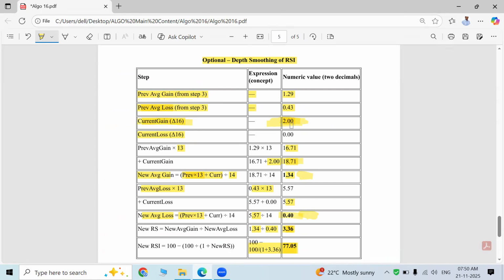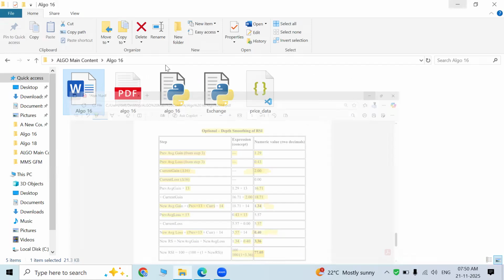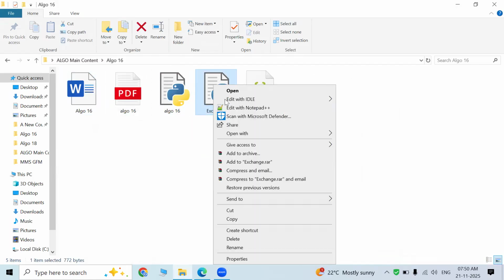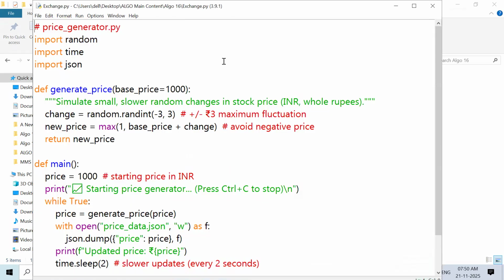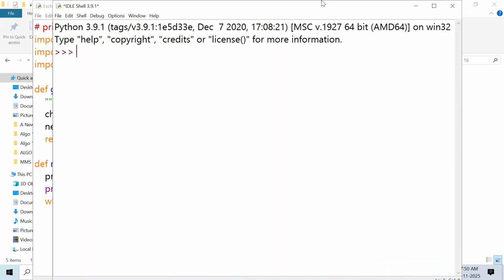Okay, now let me take you to the actual algo where I created the first file as an exchange. So there's live feed data which is coming from the exchange, like we consider. So this is a price randomly changing. We have no control over it.